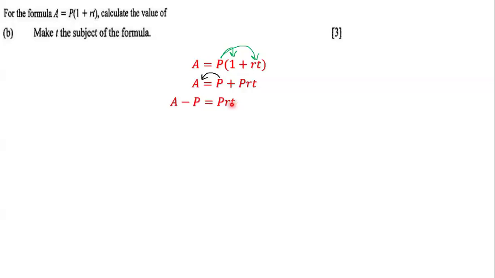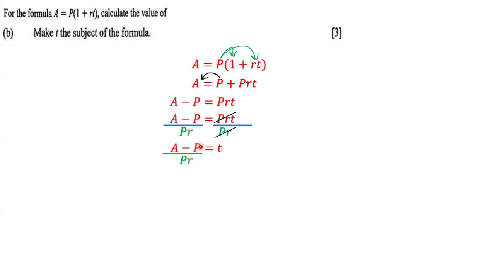Remember, we only want T on the right-hand side, and we want everything else on the other side. We already got rid of this P. Since we just have PRT on this side left, we have to get rid of the P and we have to get rid of the R. The way we do this is we divide both sides of this equation by PR. This cancels with this, and we're left with T is equal to A minus P all over PR.